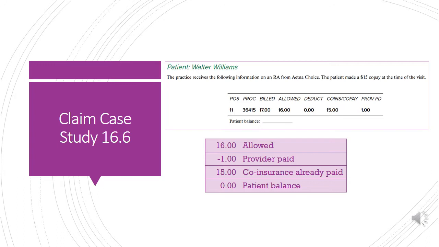The $15 copay was paid at the time of the visit, the provider was paid $1, the patient's balance is zero. Walter paid $15, add the dollar that the provider was paid, and it equals $16, the amount allowed.